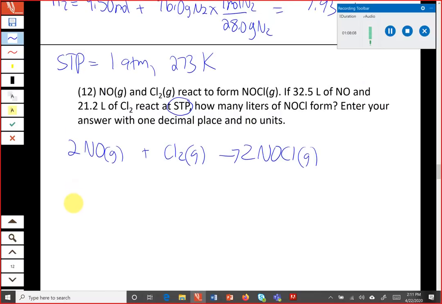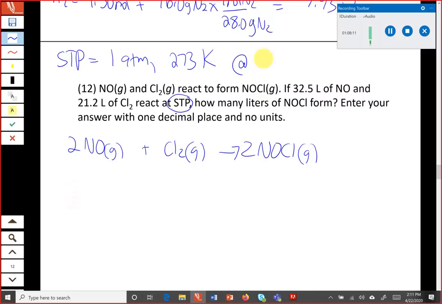The other thing that's true, but only true at STP, is that if we're at those conditions, 1 mole of any gas has a volume of 22.4 liters. So if we wanted to, we could use the ideal gas equation, or we could use this relationship here, which is true at STP, that 1 mole is 22.4 liters, and we can convert all these amounts into moles and then do stoichiometry like we normally do. However, that's not even necessary here.